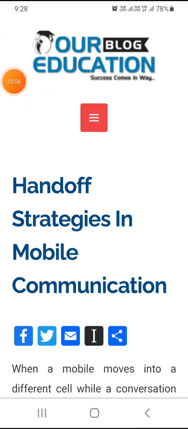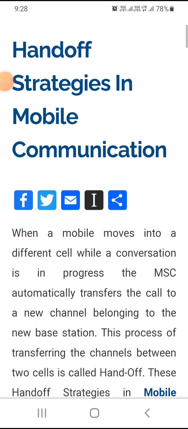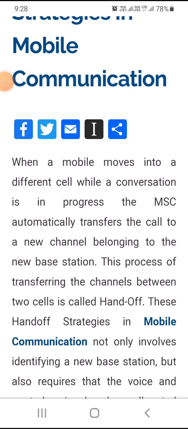The handoff strategies in mobile communication. When a mobile moves into a different cell while a conversation is in progress, the MSC automatically transfers the call to a new channel belonging to the new base station. This process of transferring the channel between two cells is called handoff.